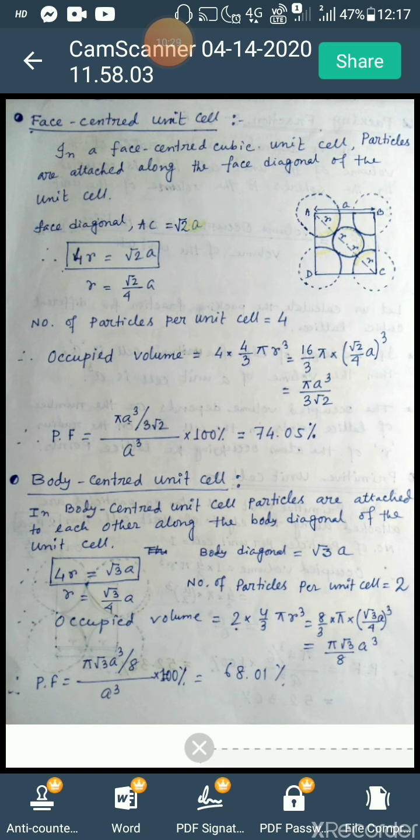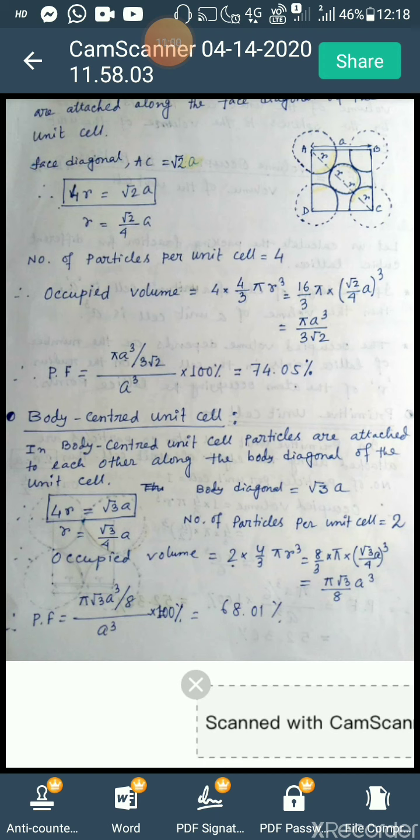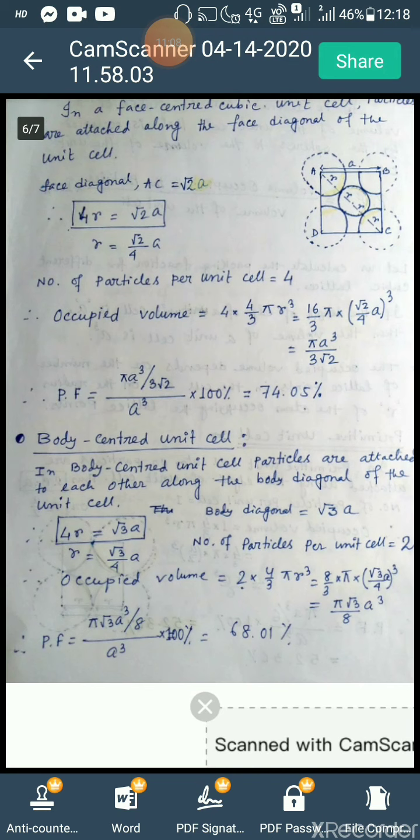Now, in body centered unit cell, you have to remember that the particles are attached to each other along the body diagonal of the unit cell. It is very difficult to draw the three-dimensional unit cell on a two-dimensional page. That's why I have not drawn any diagram in case of body centered unit cell. But you have to remember that in body centered unit cell, the particles are attached along the body diagonal. If the edge length of the cubic unit cell is a, then the body diagonal will be root 3 a and the face diagonal is root 2 a. You have to remember body diagonal is root 3 a.